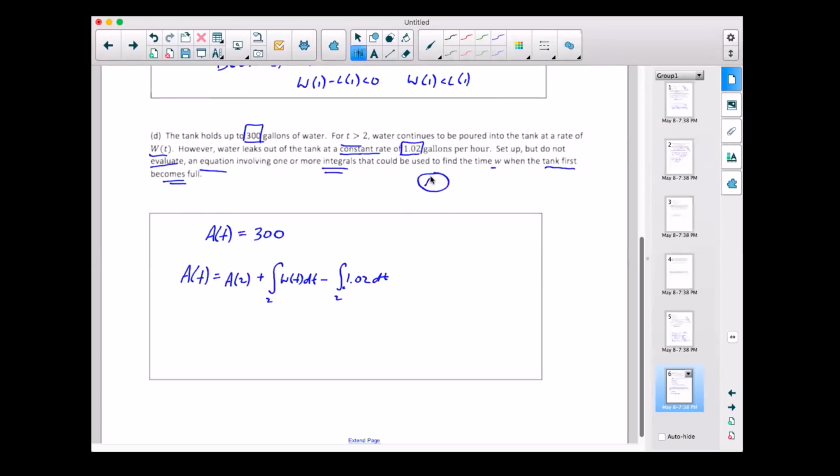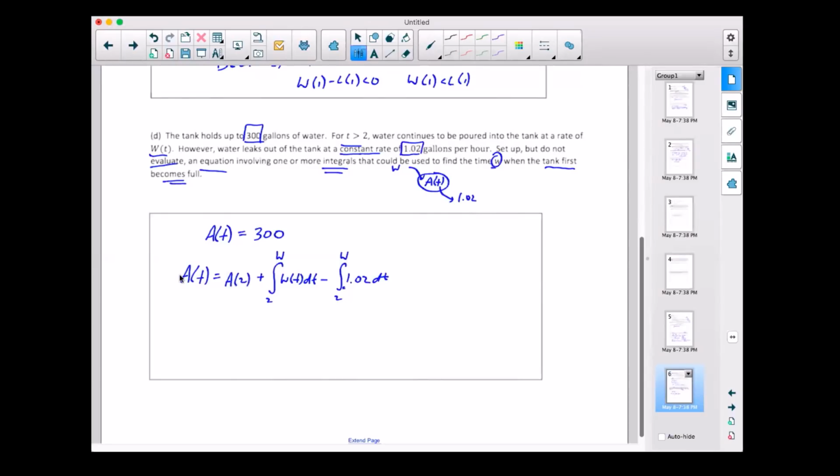We have our amount and the rate in is still going to be W, but the rate out is no longer L, it's 1.02. And so our equation is not going to involve L, it's only going to involve 1.02. Then it says at what time W. Remember, the time is always what goes on top. And so all they're asking you to do here is replace that T with a W. This is the time that we're looking for, right?